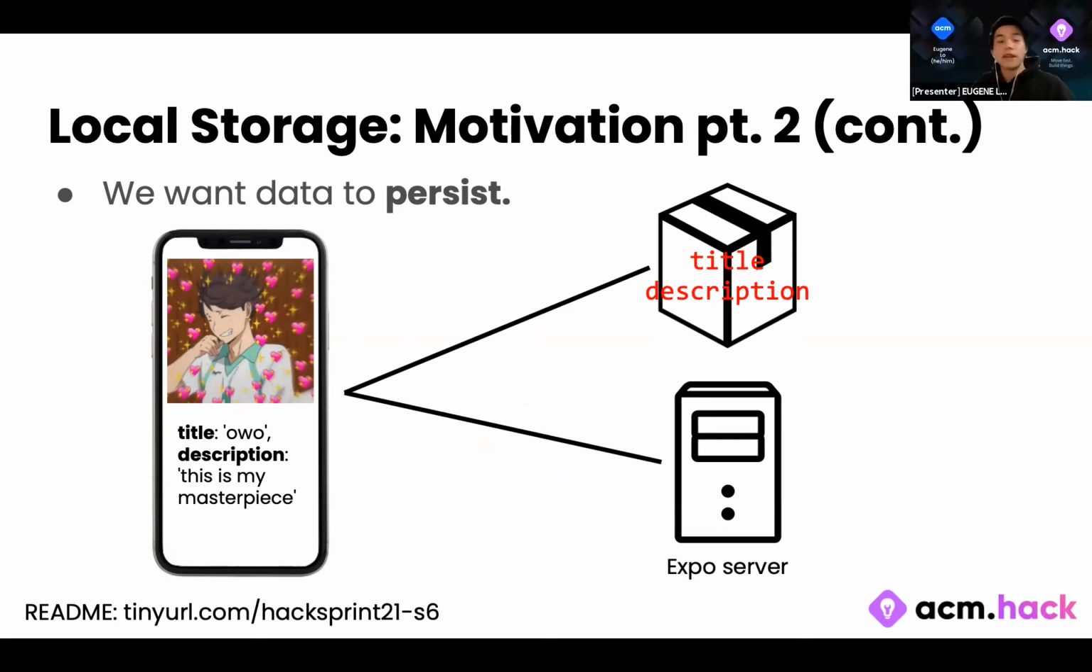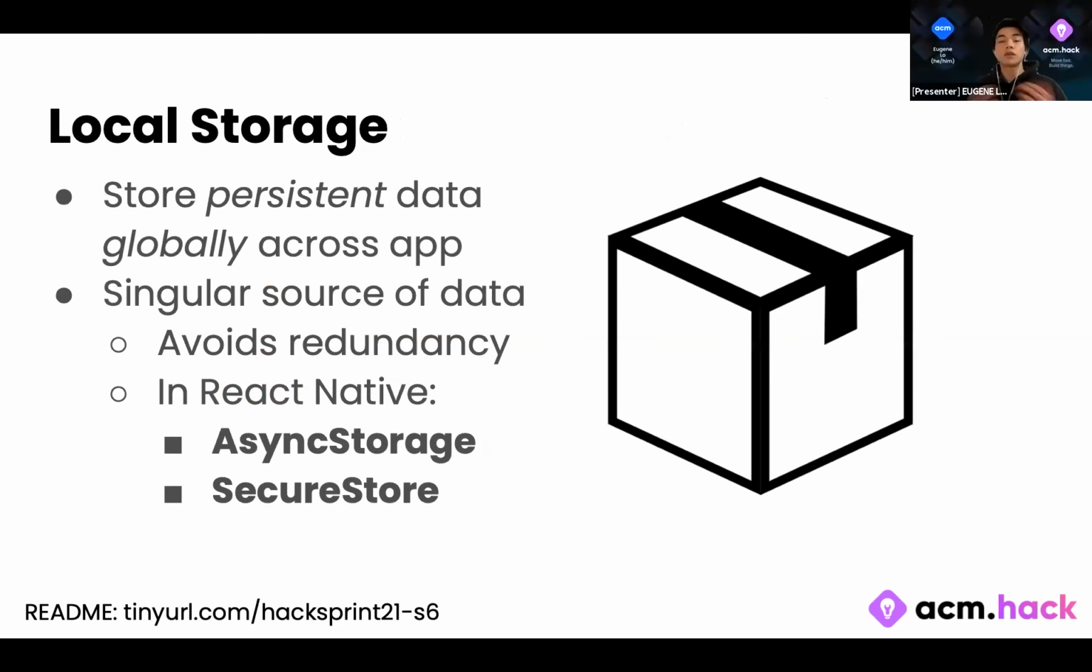So now that I've given you the motivation, we can jump into what local storage exactly is. Local storage is a storage mechanism, as the name suggests, to be able to store persistent data globally across your app. So that means that no matter where you are in your app, you have access to all this data and it will persist. So even though something very terrible happens to your app or your server, it will still all be available to you. One thing to note is that local storage is a singular source of data. So you avoid the duplication problem that we had before, and we avoid having redundant data.